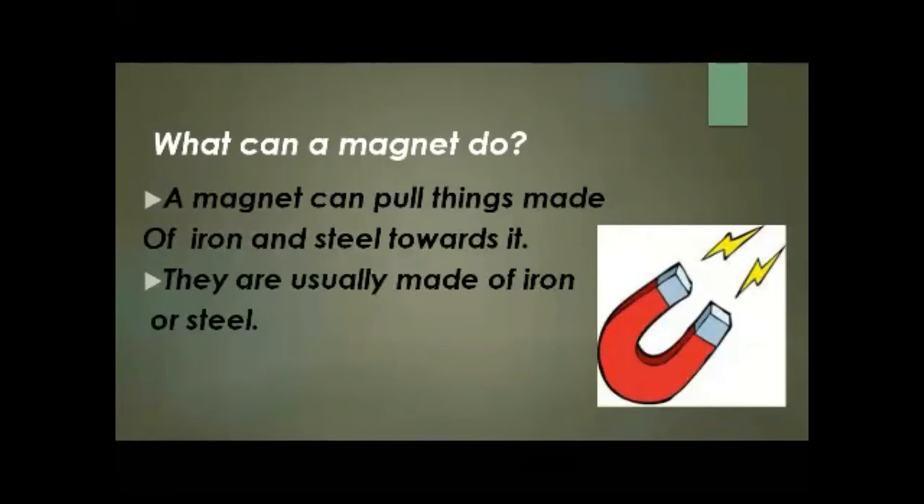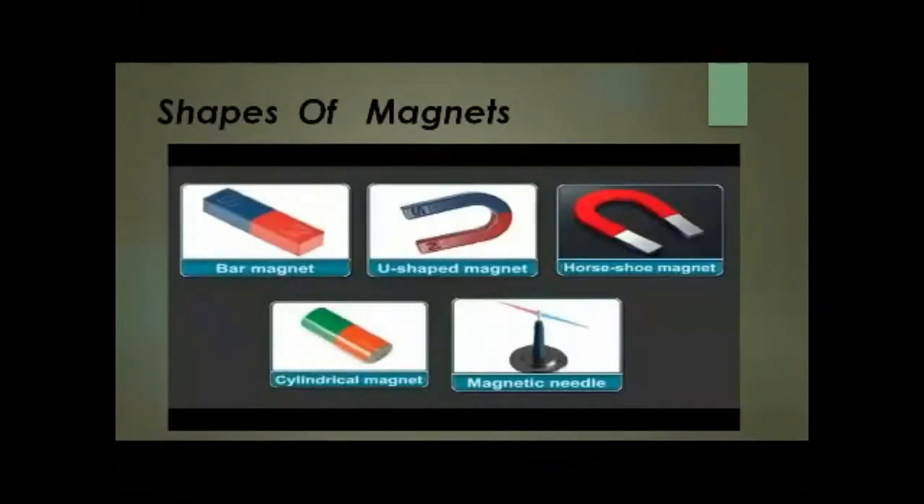Students, the next topic is about the shape. Are all magnets the same shape? No, there are a lot of different shapes. On your screen, you can see different shapes of magnet. Here are some of them. The first magnet you can see on your screen is a bar magnet.